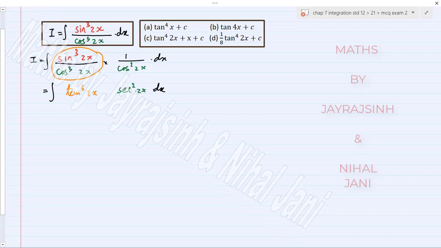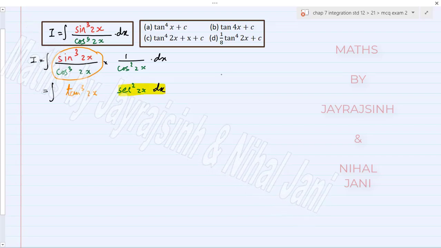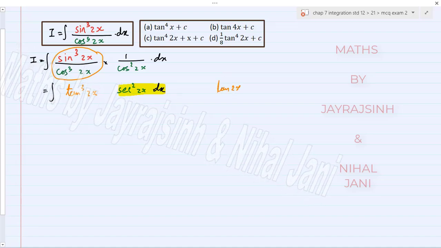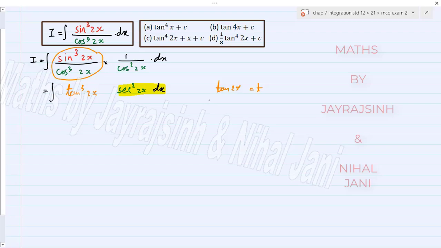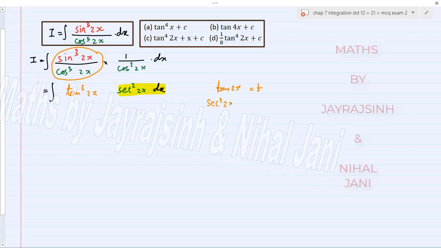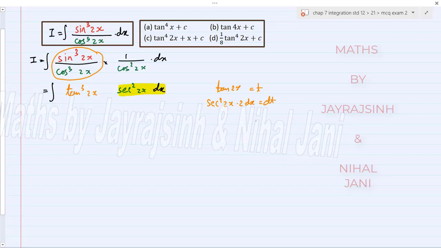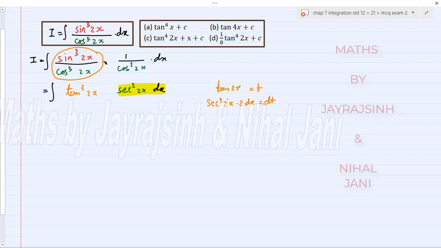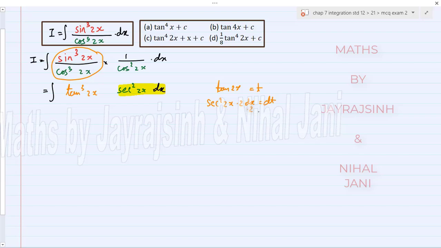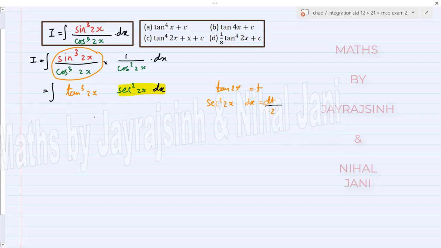So we get the differentiation of tan 2x within the multiplication of dx. So let's assume tan 2x is equal to t. Differentiate both the sides, we will get sec square 2x into 2 dot dx is equal to dt. But we have only sec square 2x dot dx. So let's move this 2 on the right side. So we will get dt by 2.